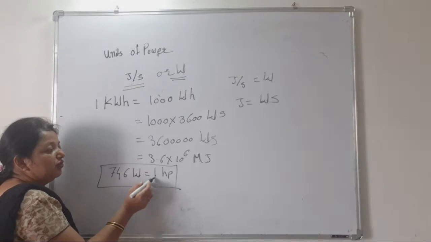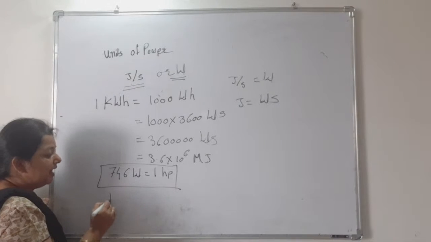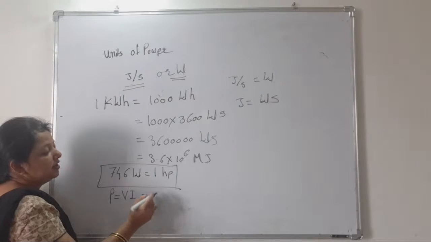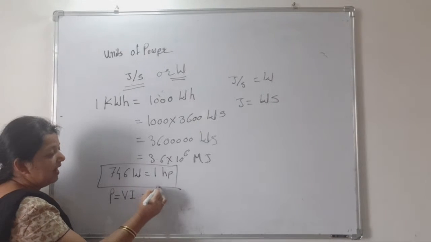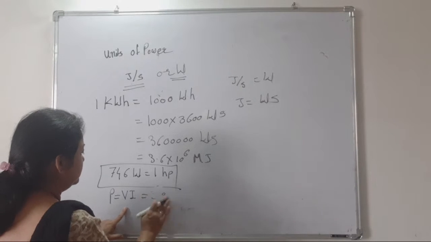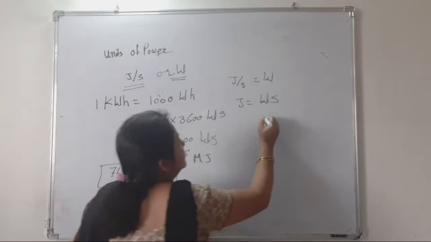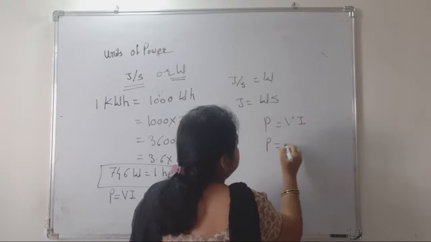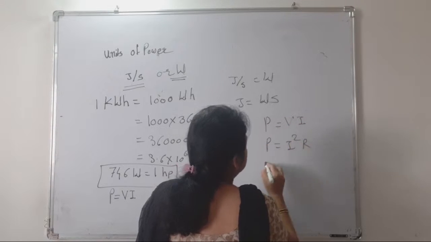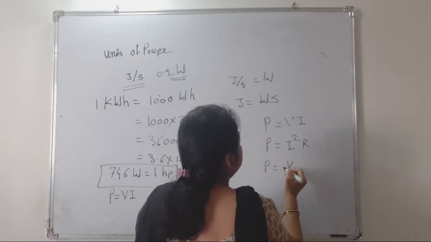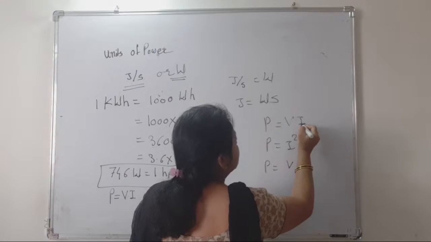746 watt is equal to 1 horsepower. Other equations for P: P is equal to VI, P is equal to I square R, or you may write down all these steps. P is equal to VI, P is equal to I square R, P is equal to V, means we want to skip now I.